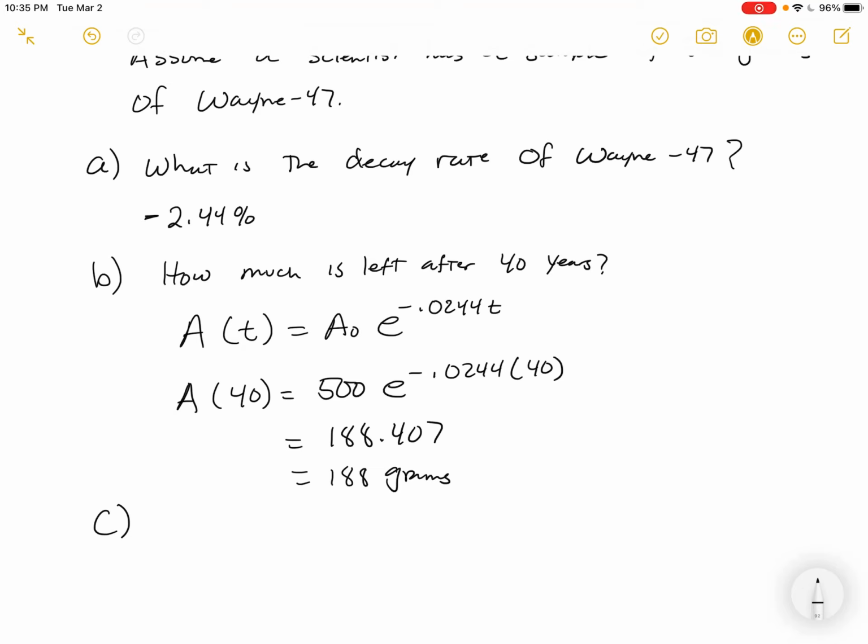C. When will only 100 grams be left? Certainly that's greater than 40 years.